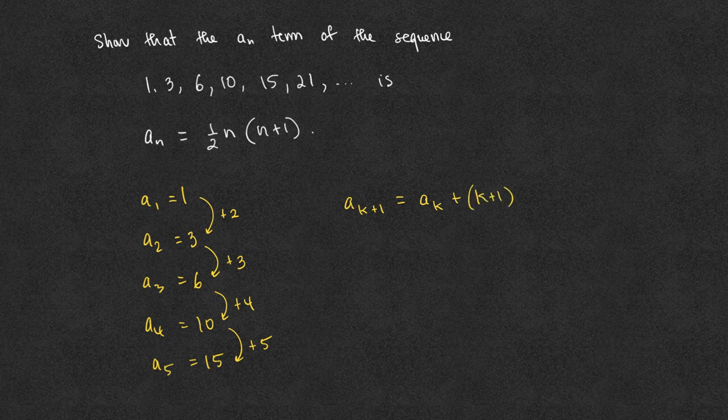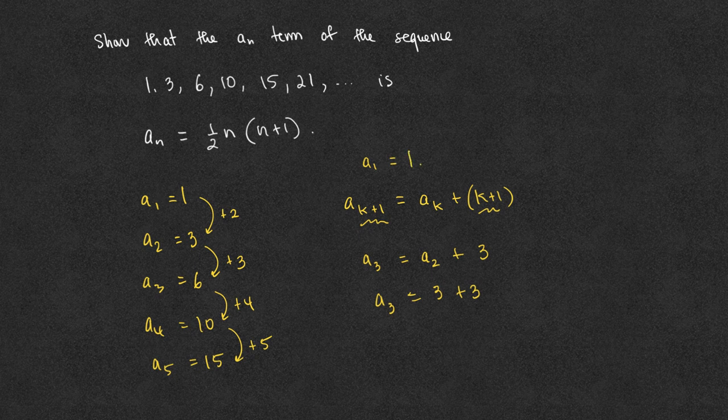For example, a sub 3 is a sub 2 plus 3, k plus 1, where k plus 1 is 3. And it is true because a sub 2 is 3, and 3 plus 3 gives us a sub 3, which is 6. And this is how we generate this sequence starting with a sub 1 equals 1.